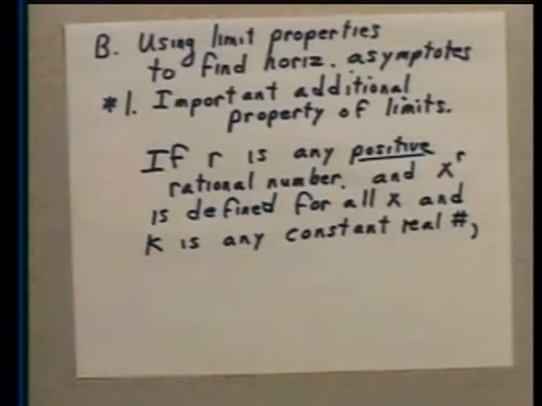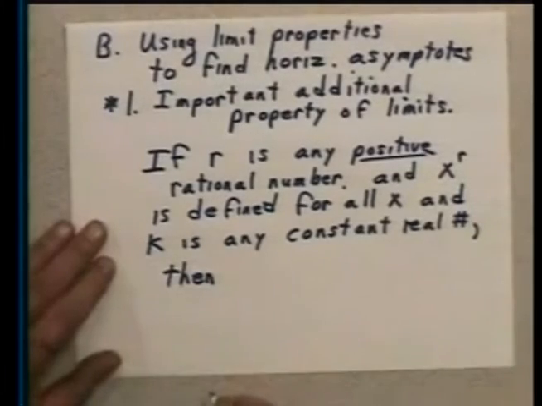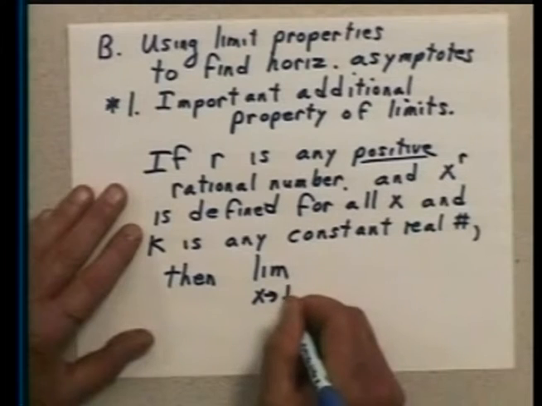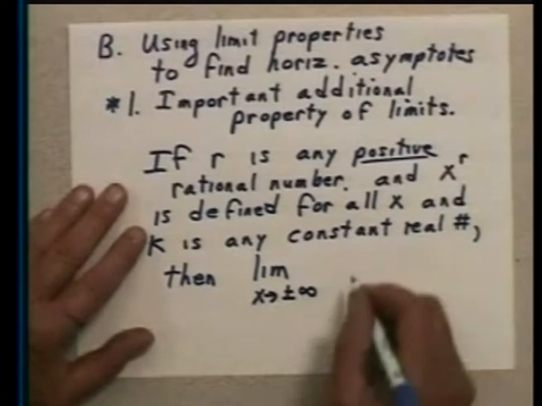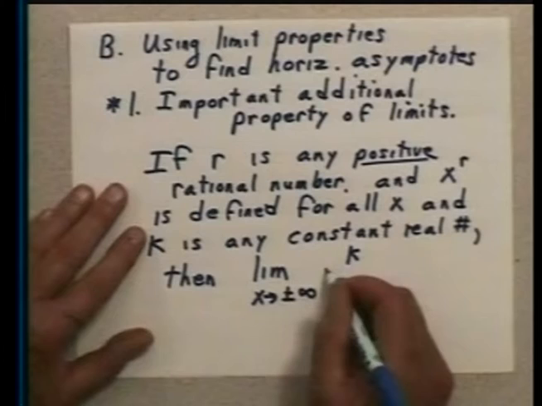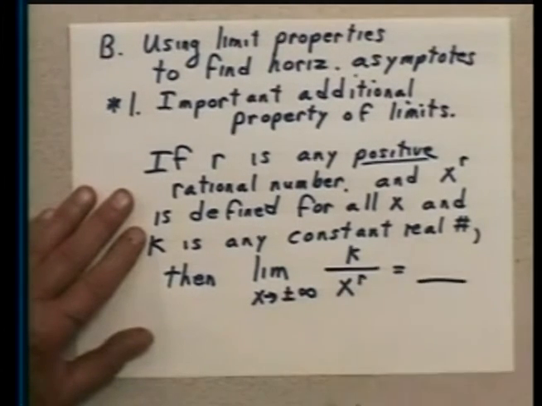Okay? So r is going to be the exponent on x. k is any constant you want to pick, 13 minus the square root of 32, whatever you want. Then, here's the conclusion. We'll see if it's logical. If you take the limit as x approaches either plus or minus infinity, we don't care whether it's plus or minus, of a constant k over x to the r, the answer is always something.